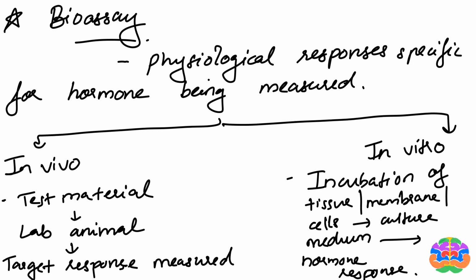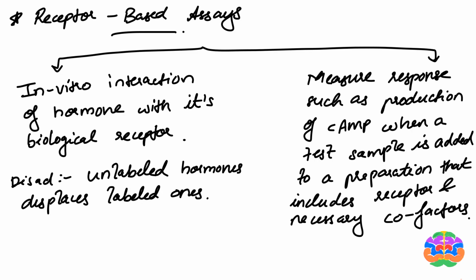In vivo method, the test material from the patient, mainly blood or urine, is injected into a prepared animal and target gland response is measured. Whereas in vitro method, we use culture medium to develop tissues or cell or membrane, and in those cultured cells or tissue we measure appropriate hormone response. Bioassay methods are imprecise and are rarely necessary in clinical medicine. So let's continue with receptor based assays.